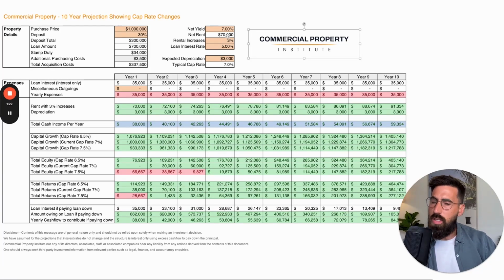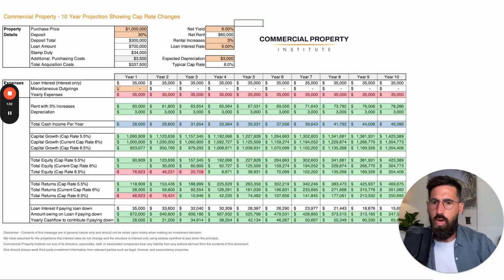I know this spreadsheet is a little bit heavy, but stick with it because there is some value and it actually shows the true worth of commercial properties and how to grow a portfolio. So let's just go back to 6% net yield and have a look at some of the numbers.